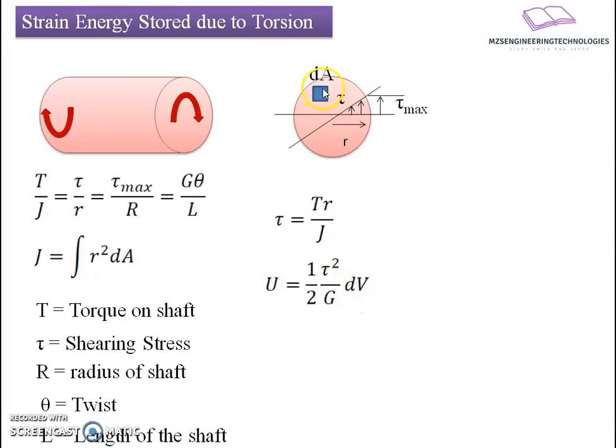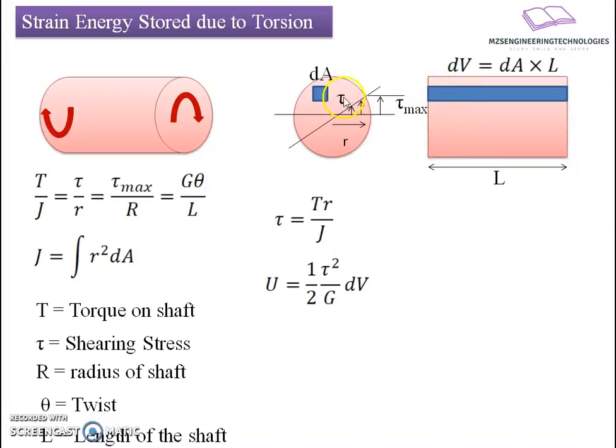For that, let us consider an elemental area located at a position here. Wherever I consider it along the cross section, it will have the same effect of the torque placed on the cross section. So this is a representative area, and I consider it as a strip running over the length of the member. So the small volume dV will equal dA into L.